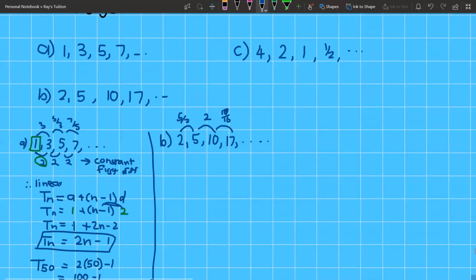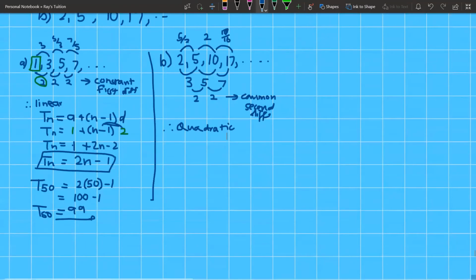So we can look at differences. 5 minus 2 is 3, 10 minus 5 is 5, and 17 minus 10 is 7. So there's no common first difference. We can go for the second difference: 5 minus 3 is 2, and 7 minus 5 is 2. So it has a common second difference. If it has a common second difference, it is quadratic. So to find the general formula, we use three formulas.